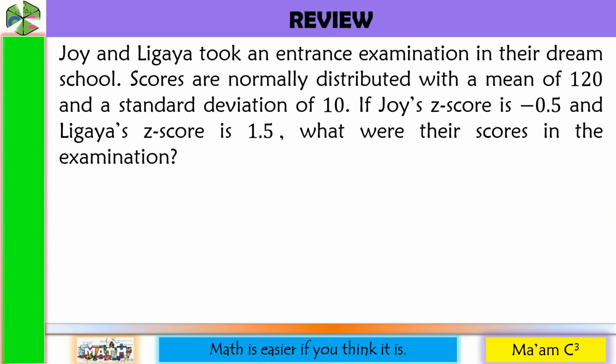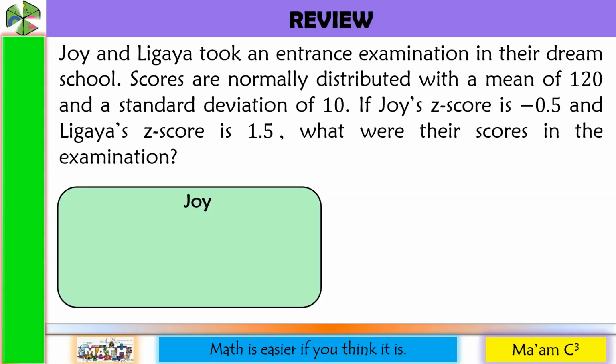Let's have a quick review of our previous lesson. Joy and Ligaya took an entrance examination in their dream school. Scores are normally distributed with a mean of 120 and a standard deviation of 10. If Joy's z-score is negative 0.5 and Ligaya's z-score is 1.5, what were their scores in the examination?